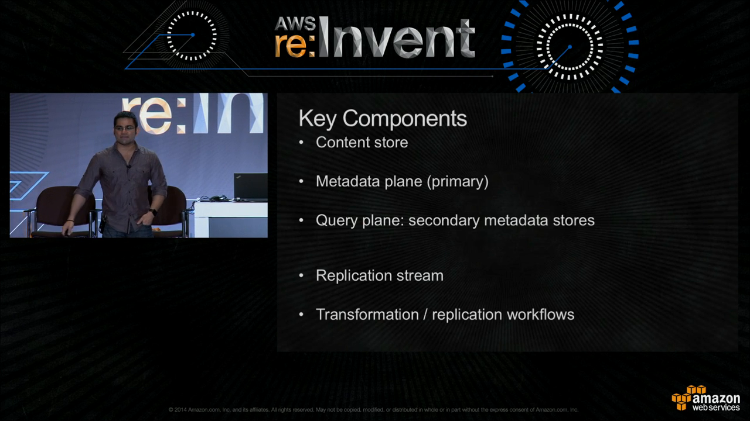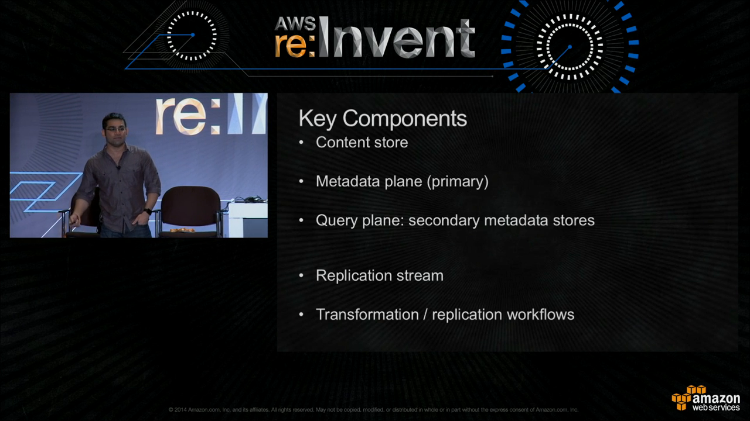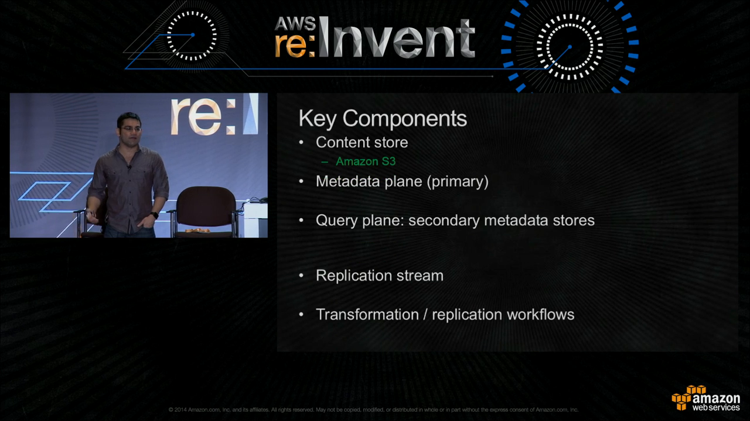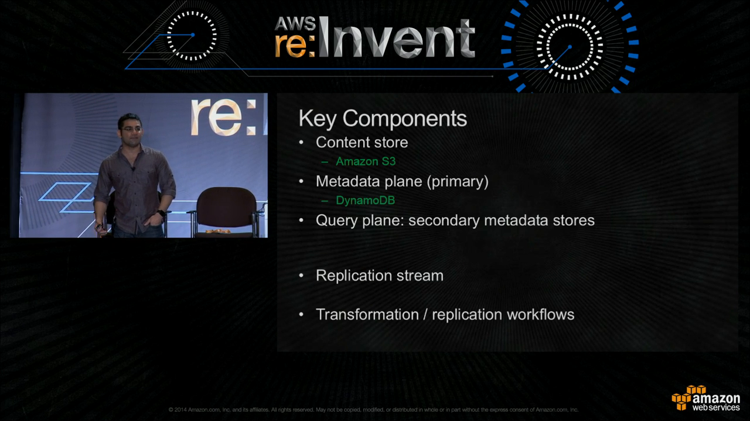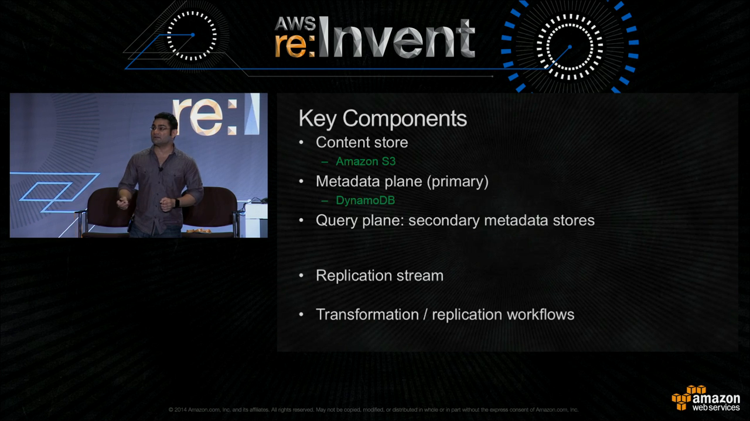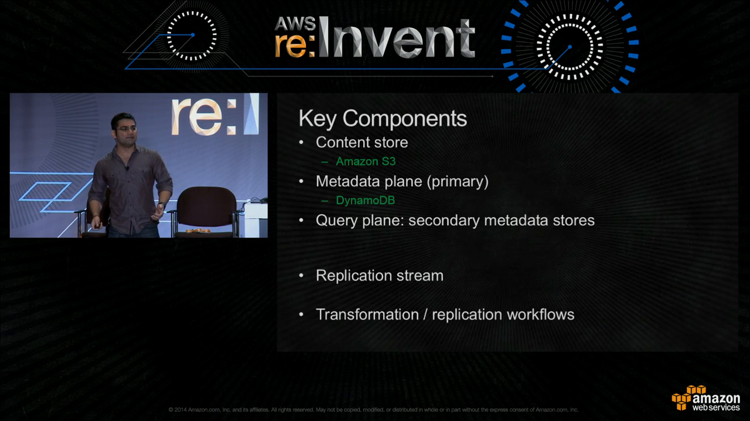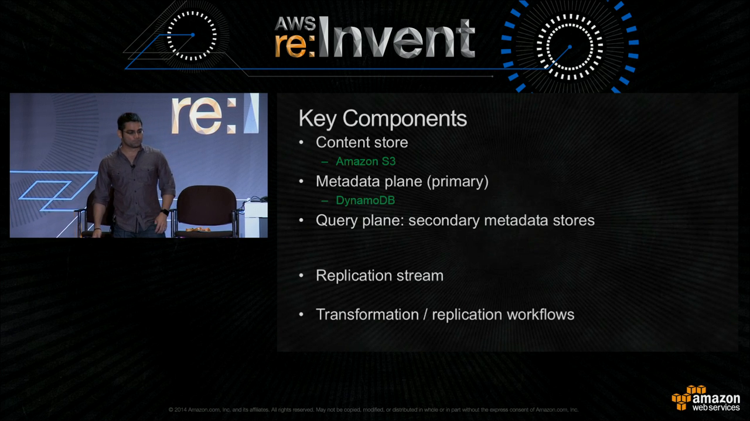So if we look at these building blocks, these roles are pretty well filled by platforms that are provided by AWS. For content store, you have S3. It's extremely resilient to 9 nines or more. For the primary metadata plane, you have DynamoDB. And this gives you extremely predictable performance, and it's extremely fast for individual reads and writes. You have a limited degree of queryability with secondary indexes, local and global.